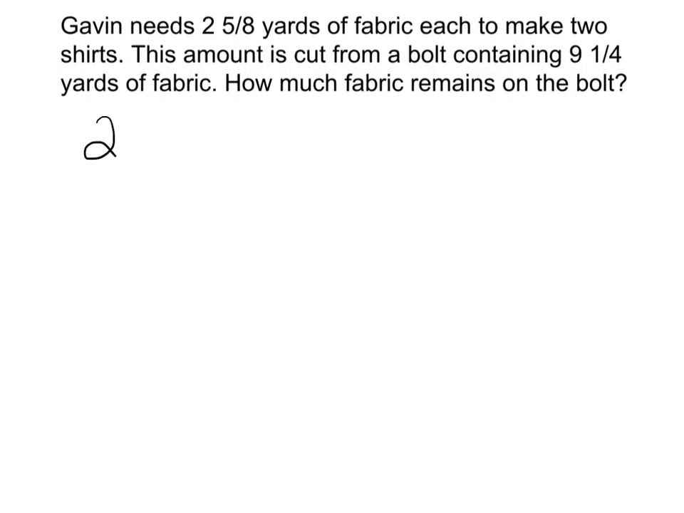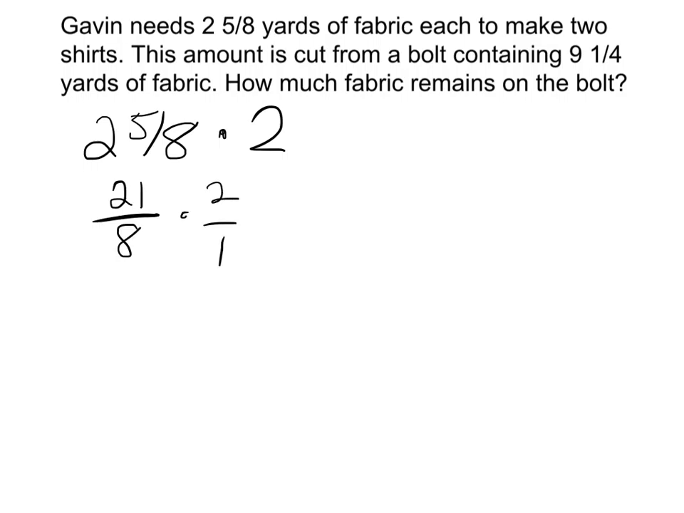So we've got 2 5/8 yards to make a shirt, and I'm making 2 shirts, so we're going to multiply by 2. When we're multiplying mixed numbers, we're going to rewrite them first as improper fractions. 2 times 8 is 16. 16 plus 5 gives me 21/8 times 2 over 1. Let's do a little fancy canceling. 2 goes into 2 once, and 2 goes into 8 4 times. So we have 21/4. And we're going to rewrite that as a mixed number, 5 1/4. So we used 5 1/4 yards to make our shirts.